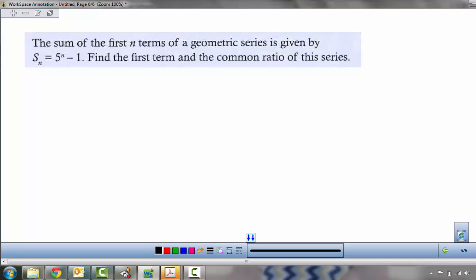So last example we're going to talk about in this video. The sum of the first n terms is given by Sn equals 5 to the n minus 1. Find the first term and the common ratio of this series. Well, remember, S1 is going to be the same as the first term. So let's find S sub 1. Five to the first minus 1, which is 4.